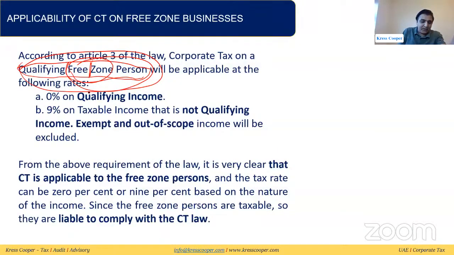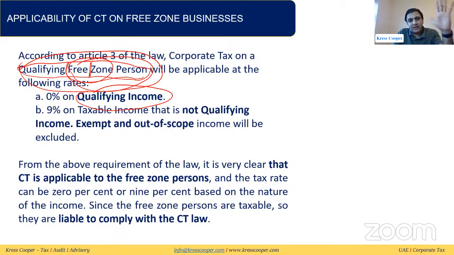And the fourth important thing is the qualifying income. So if the qualifying free zone person is earning qualifying income, it will be subject to tax at 0%. All other income will be subject to tax at 9% unless and until the income itself is exempt or out of the scope. So 4 things are very important. We'll discuss all these things in this lecture.